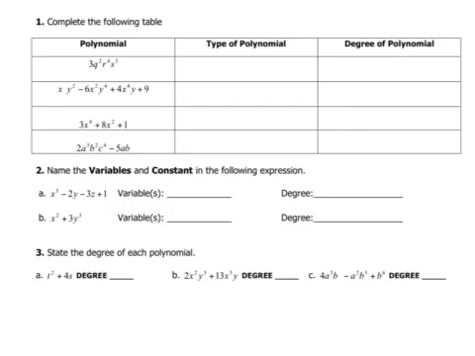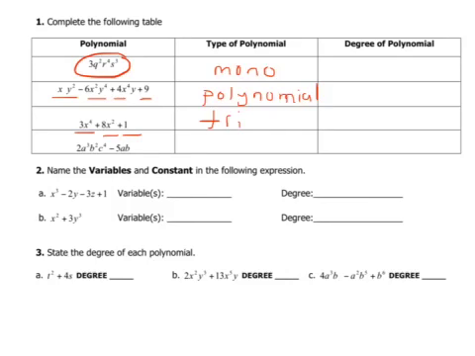First one here, this is a monomial because there's one thing. There's 1, 2, 3, 4 things here. So we don't have a name for anything more than 3, so we just call it a polynomial. This one has 1, 2, 3, so that's a trinomial. I'll just abbreviate it as tri. This one has 2, so this is bi.